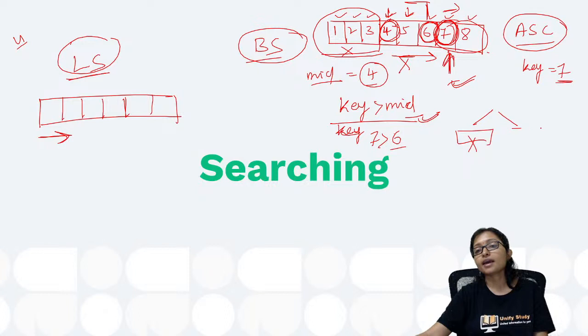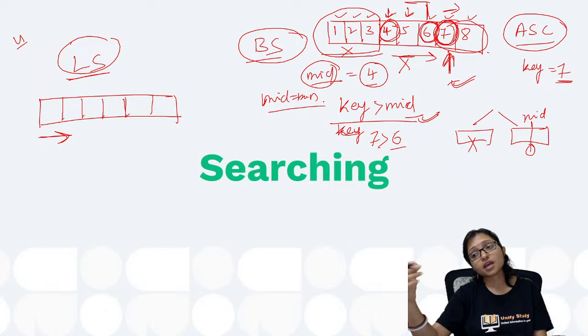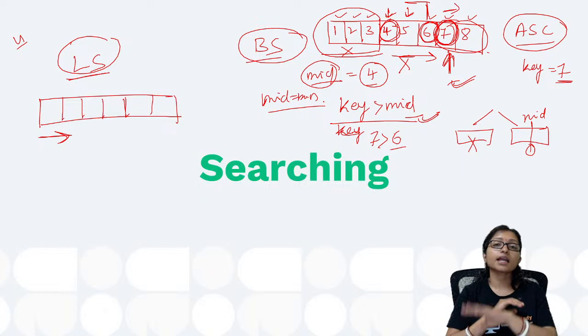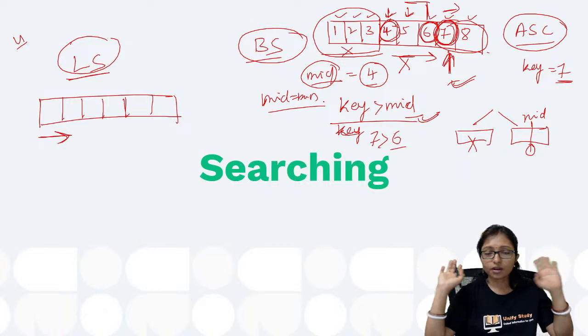Again we find the mid element, and from the mid element we search. If the mid element is equal to the key element, then I give the answer. Otherwise I check whether the key is less than the mid. If it is less, I will go to the left hand side. If it is greater, then I will go to the right hand side, right?